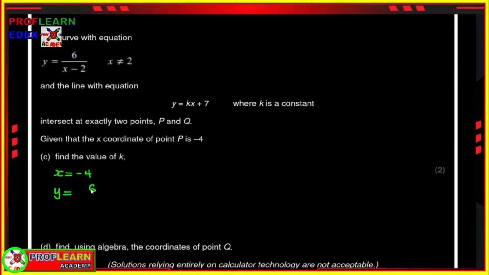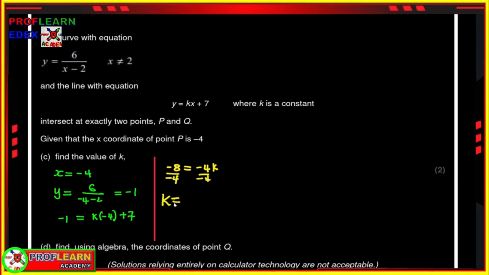So we know that x is -4 because we have been told the x coordinate of P is -4. So this -4 we can substitute into this equation that we are having here, y equals 6 over x minus 2, so that we can find the value of y, and our y is -1. Then we go to the second equation, we substitute the value of y, -1, so that we can find the value of k. Okay. And why are we doing this? Because the two lines are intersecting. That's why we are doing that.